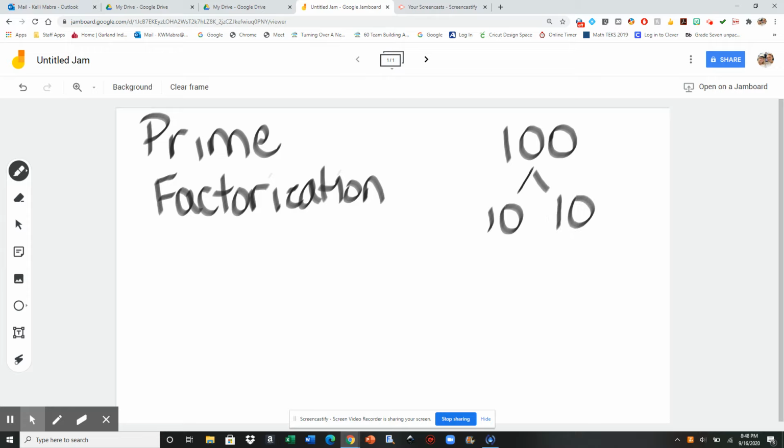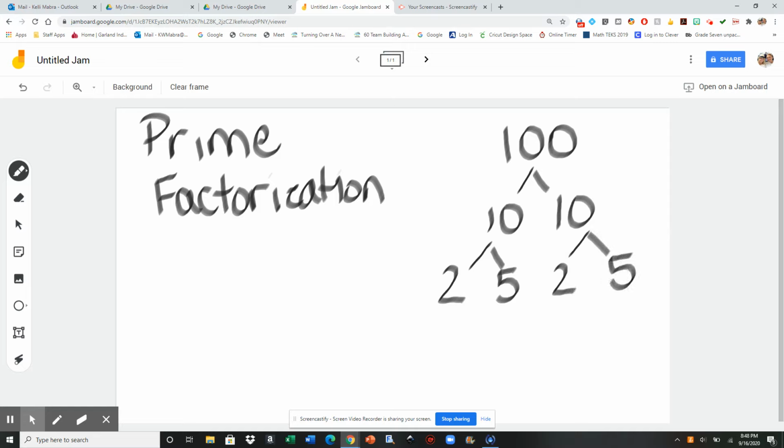And remember, you cannot use 1 and 100, because 1 is special and it's not ever going to be broken down into a prime number. So I have 10 and 10. Can I break down 10 further? Yes, I can. I can break it down into 2 and 5. 2 times 5 when multiplied together will give me 10. So I'm going to put 2 and 5, and I can do it on both of them because both of them are the number 10.